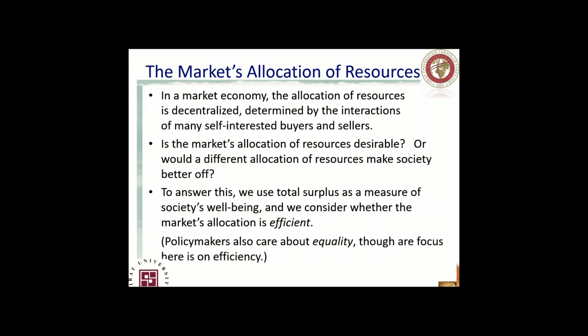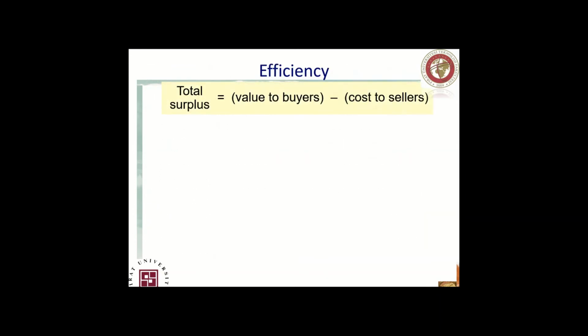Now let's put any policy aside. Let's not just think about equality or equity and so on. Let's just think about efficiency at the beginning, then we will speak about the rest of the factors if any government intervention is needed. All right, so efficiency in this case is the total surplus. Total surplus is the measurement of efficiency, which is the value to buyers minus the cost to sellers.